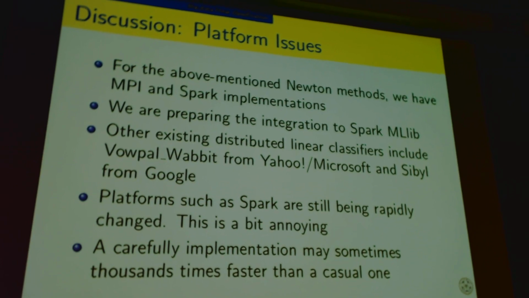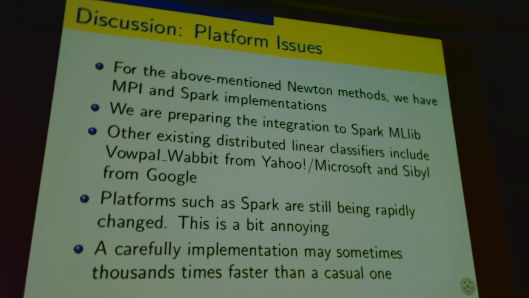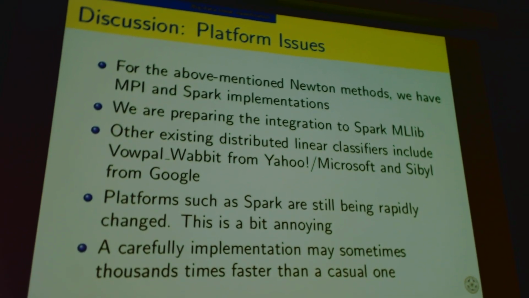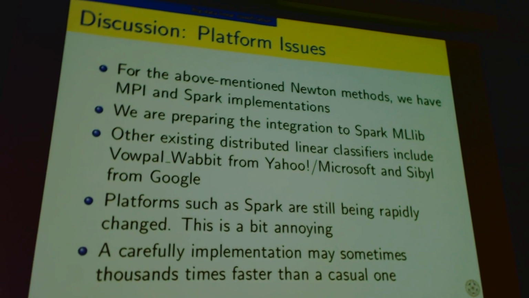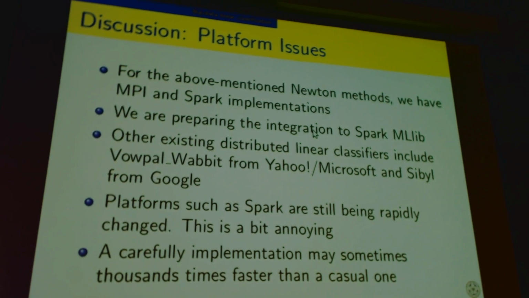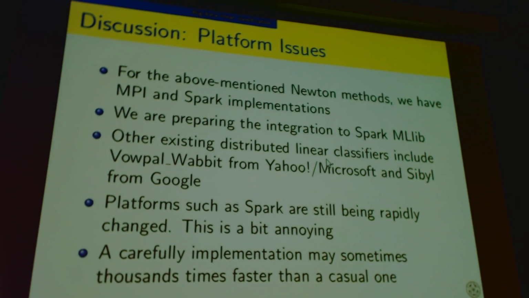But for distributed linear classification, platform issues are certainly important. Recently, for the above-mentioned Newton methods, we have done MPI and Spark implementations. Actually, we are hoping to put the Spark implementation into MLlib. Well, some work still needs to be done.